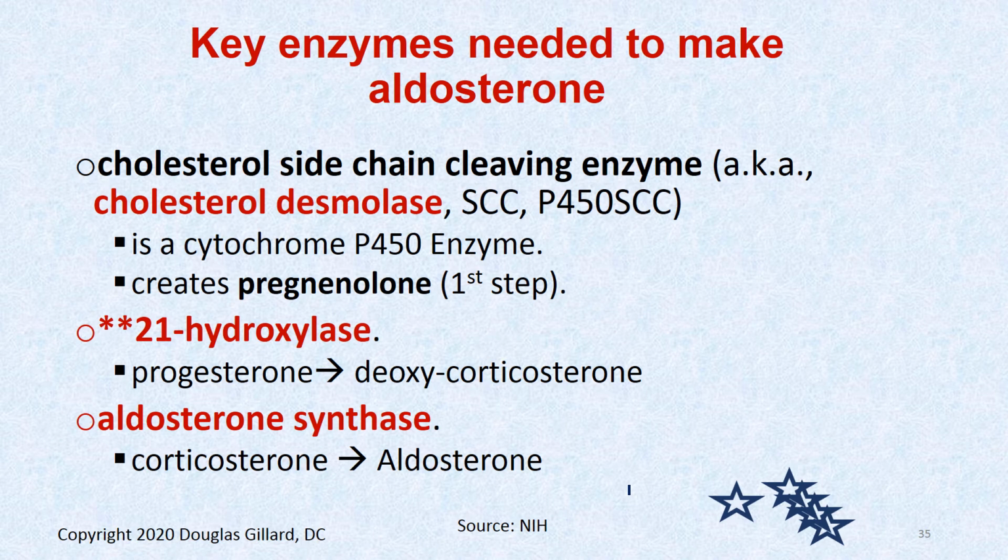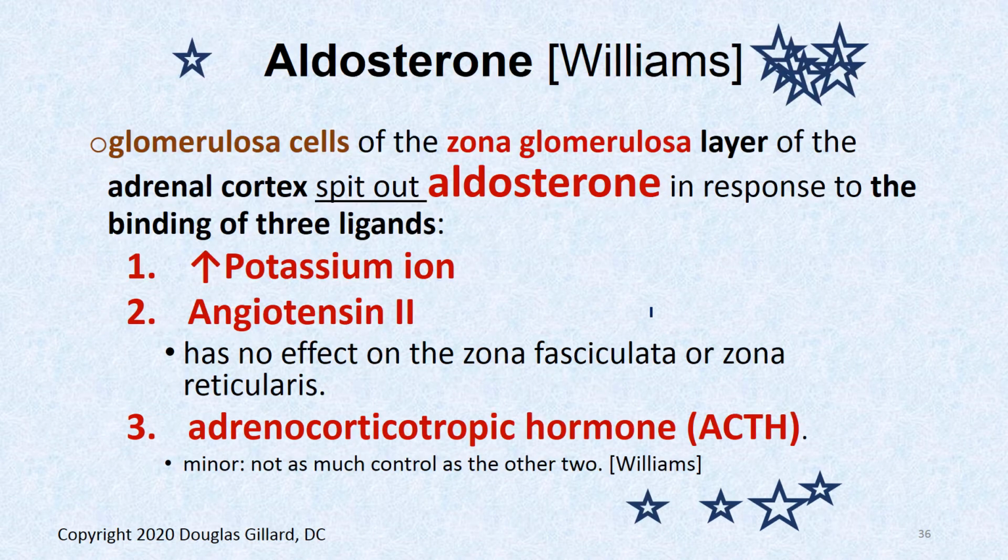So here are the key enzymes again. We already talked about them. There's cholesterol desmolase. That's that first step. Well, we won't go through that again. Then we have 21-hydroxylase and aldosterone synthase, and we already talked about what all that does. Glomerulosa cells spit out aldosterone, for the third time, so we know that. I could probably get rid of this. A little review slide, I guess.